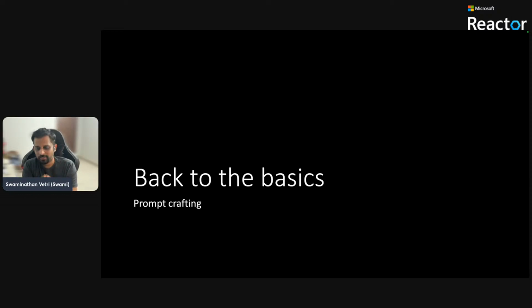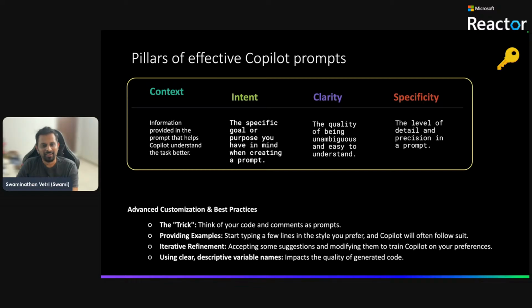And finally, with all these in place, what is very, very important is the prompts, which is why I said back to the basics. These are all some of the new features and functionalities that are there to help us out. But unless we create the prompt in the right way, none of this is going to work properly. Right? That is why I meant back to the basics. So these are the pillars of effective Copilot prompts. You need to have the right context, the right intent, the clarity, and then specificity.